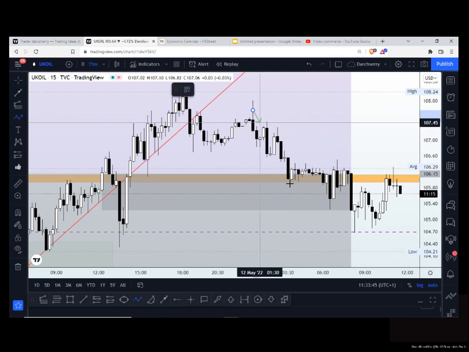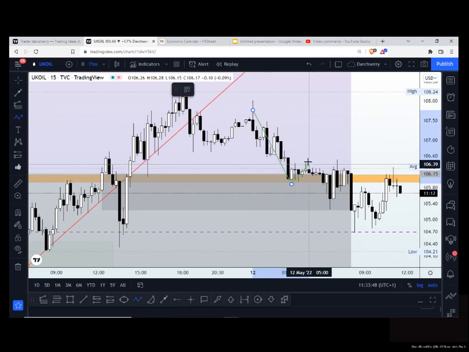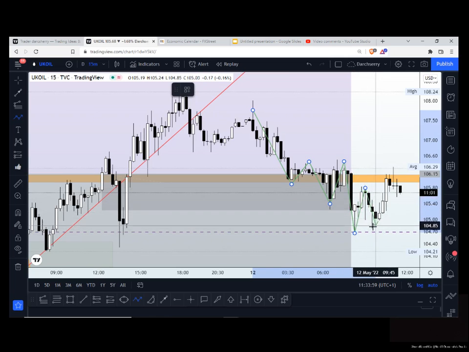We have something like this. Then we have the rejection of 104.6, which was very sharp. Price came back up, then it came back down again, but it didn't get as far as the previous low. So that gives us something that looks more like a reversal pattern in the form of a double bottom structure.